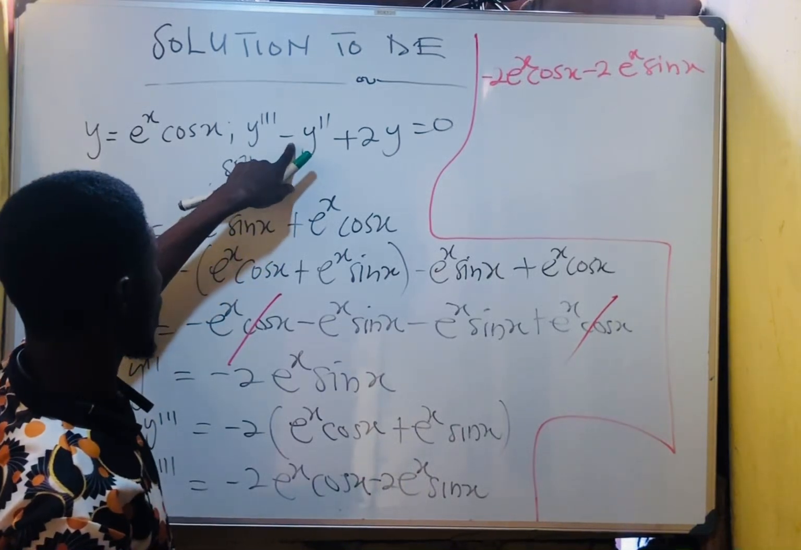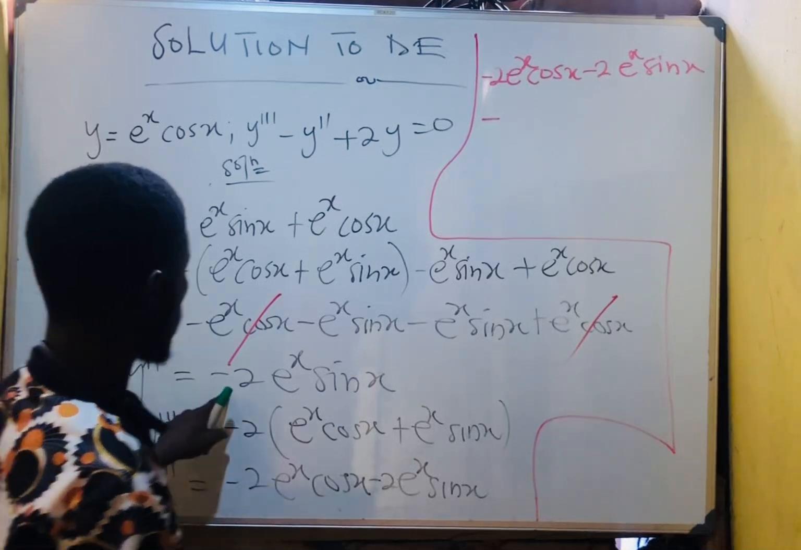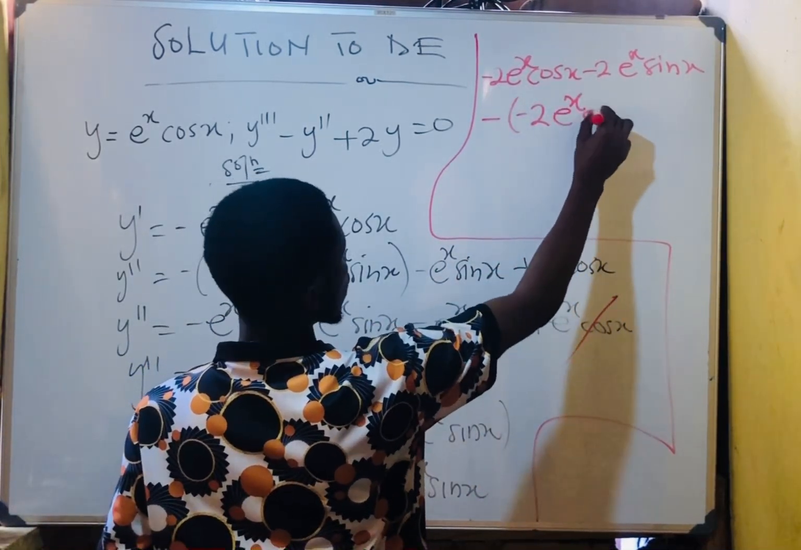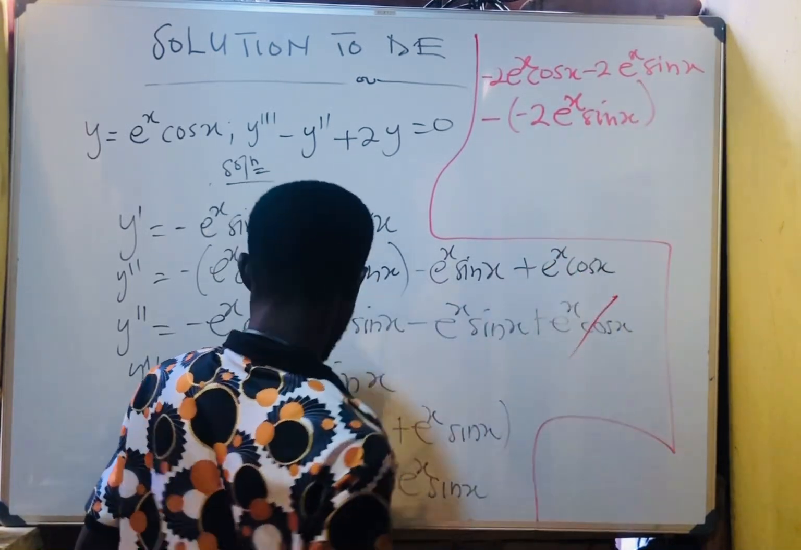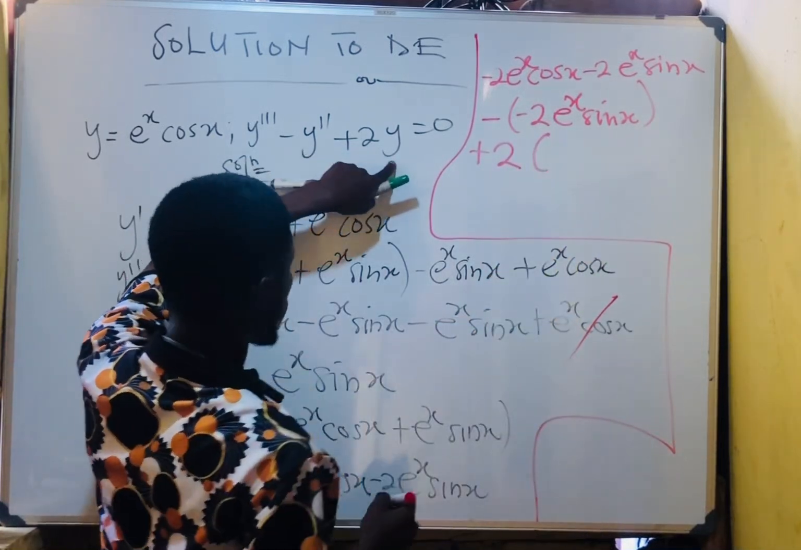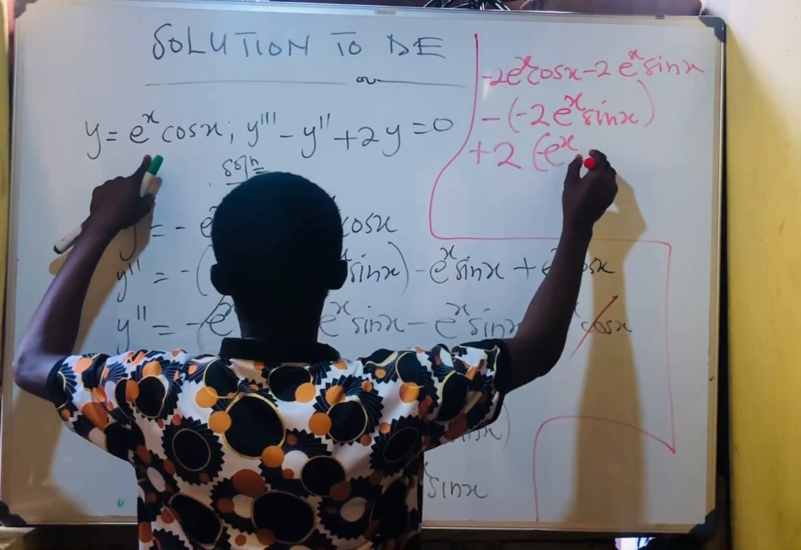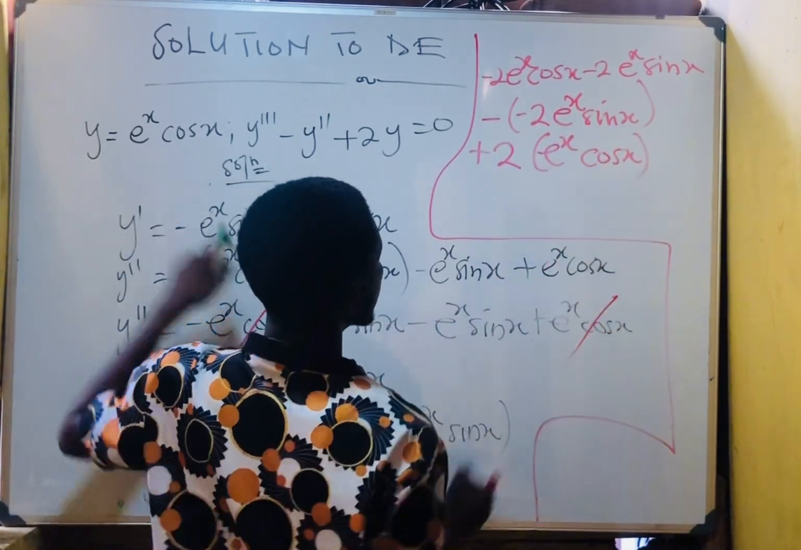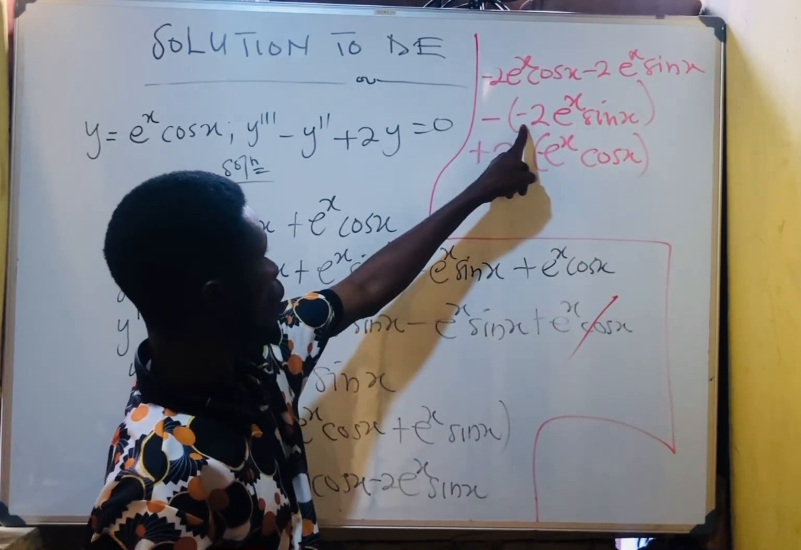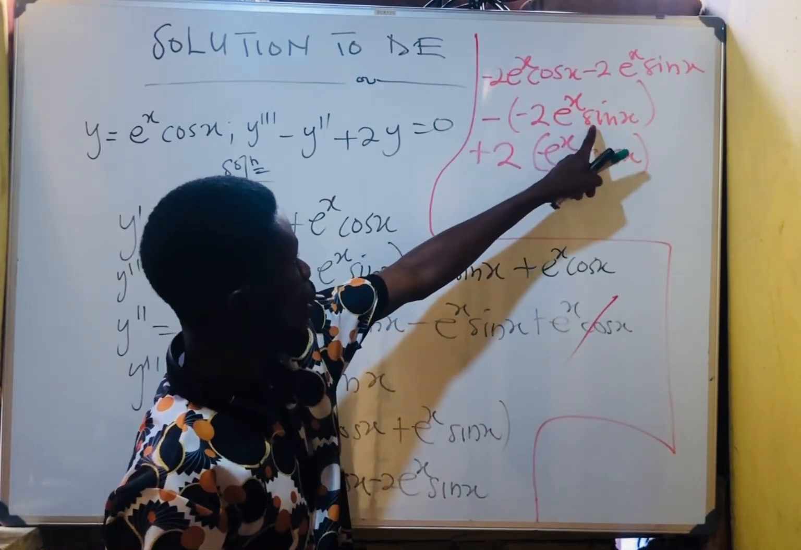Then we move to this one. That's negative already here. Now y prime prime, what do we get for y prime prime? We had negative 2 e to the power x sine x. Then we move to the last one, plus 2 bracket open y. What is our y? Our y was giving us e to the power x cos x. Okay, so let's see whether this one will give us 0. So if I multiply this one, I'm going to have positive 2 e to the power x sine x.